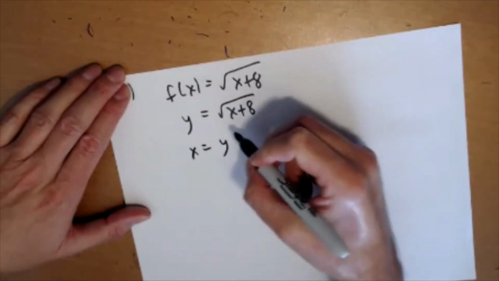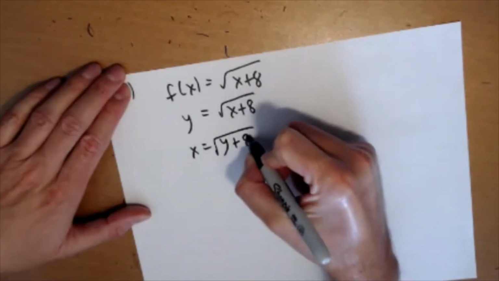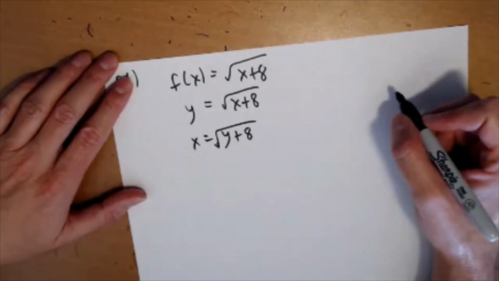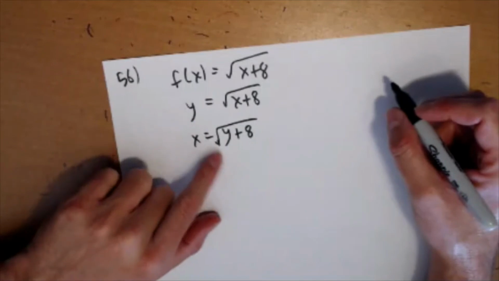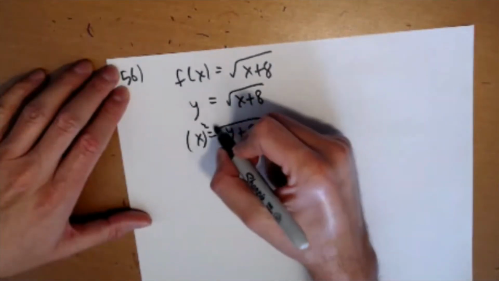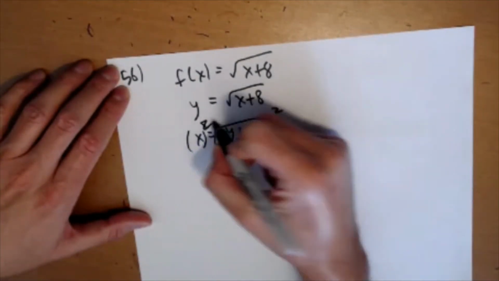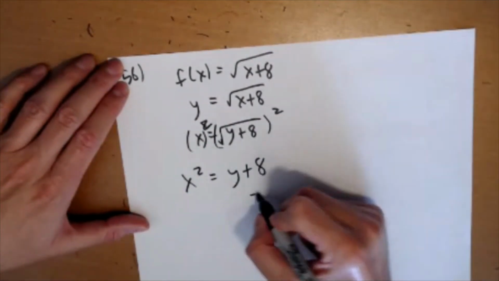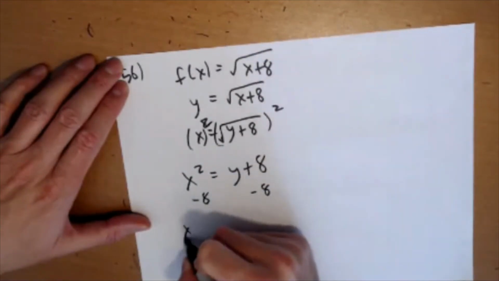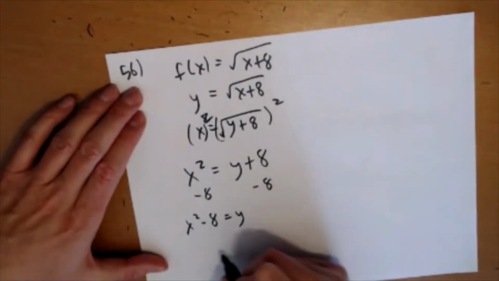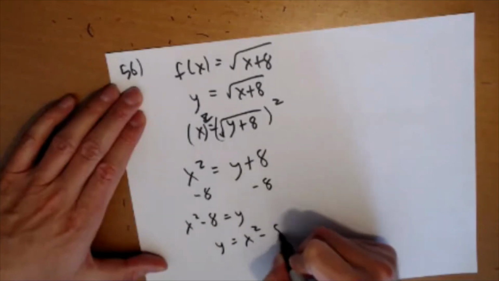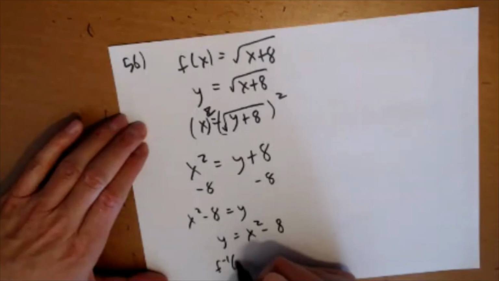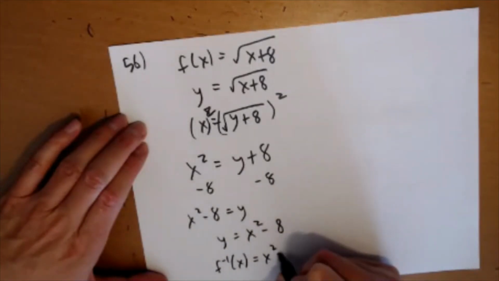x equals the square root of y plus 8. And then we need to solve for y. Ooh, remember we learned how to square both sides? That'll get rid of that square root. Square both sides. x squared equals y plus 8. Trying to get y alone, so let's subtract 8. Subtract 8. So x squared minus 8 is y. Write it one more time. Like that. And then last step, call y f inverse. f inverse of x equals x squared minus 8.